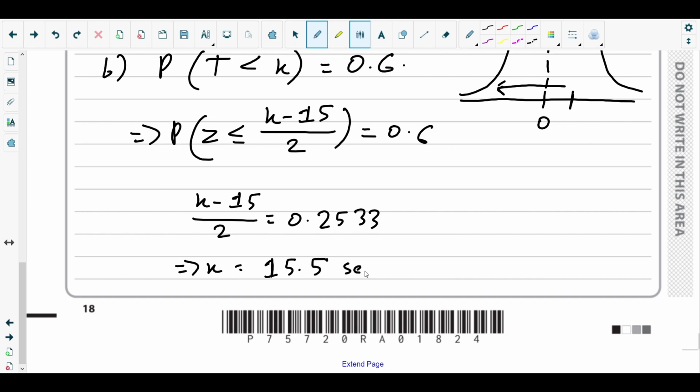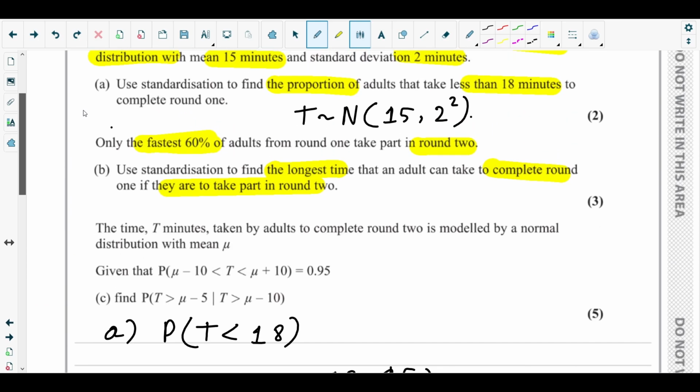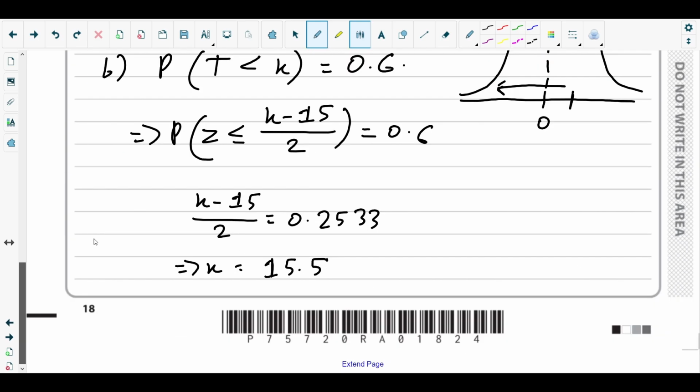15.5. Is it minutes or seconds? It's minutes, right? So this is what? So x equals 15.5 minutes. That's it. Done.